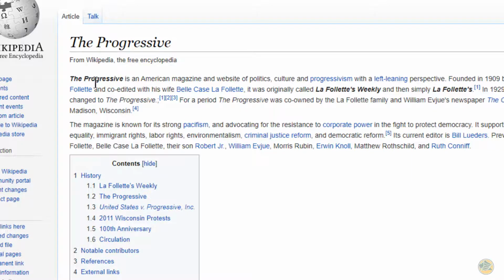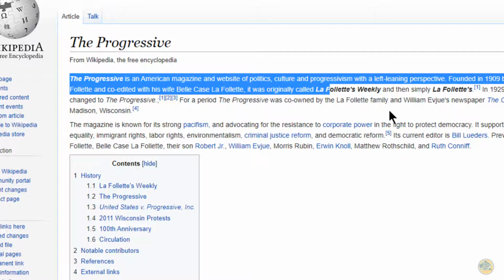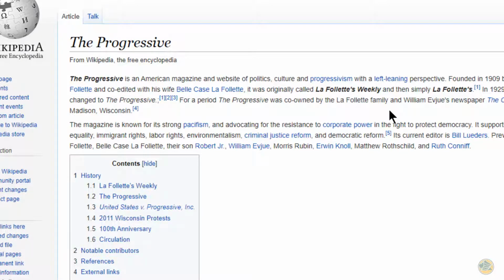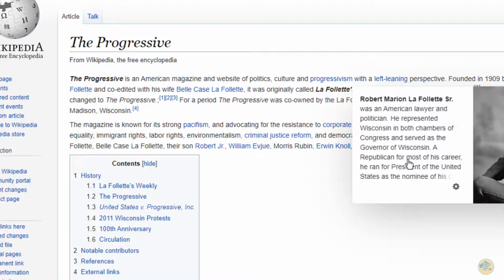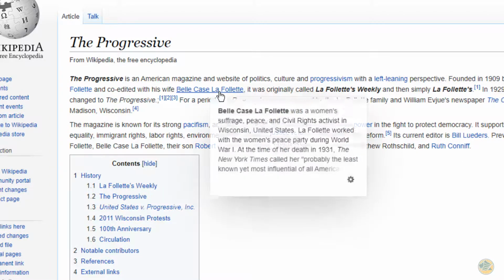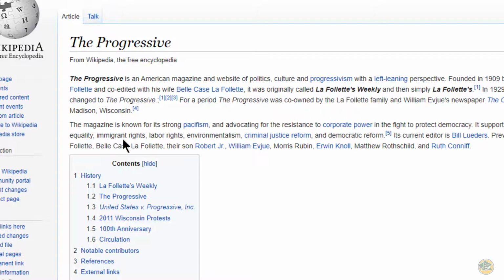In this case, we're looking at The Progressive, which is an American magazine and website of politics. Notice that it has a left-leaning perspective according to Wikipedia, and it also gives us some names so we can see who the people are that have started the magazine and are supporting it. Okay? So this magazine is known for strong pacifism, advocating for resistance to corporate power, etc. So this gives us some ideas. Notice that as far as immigration, they are looking at the rights of immigrants and supporting their rights.